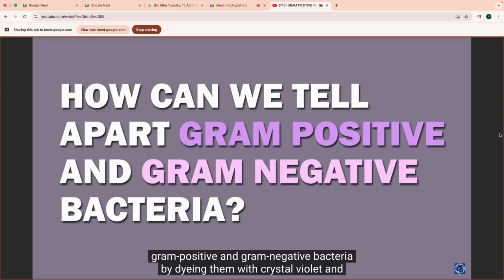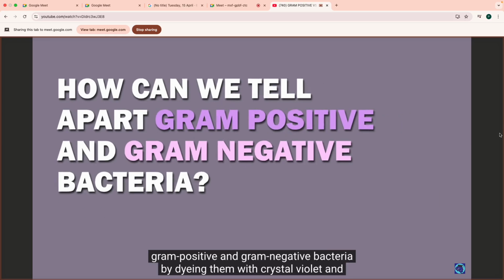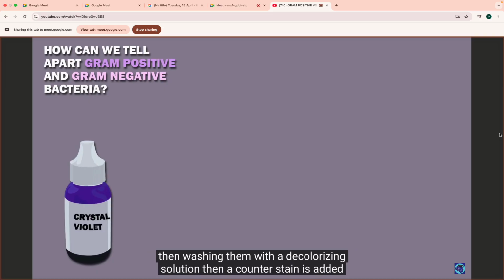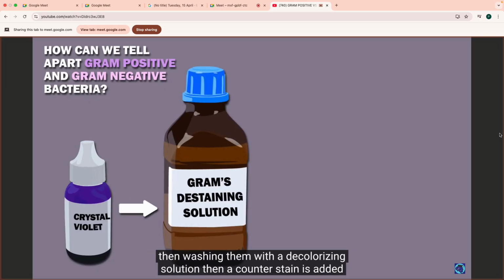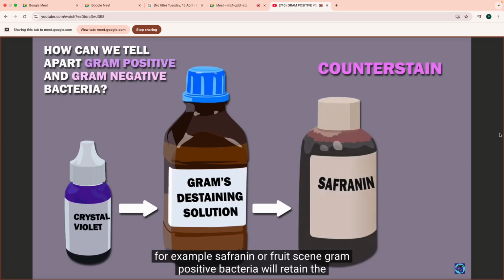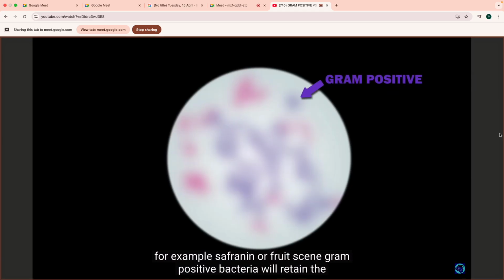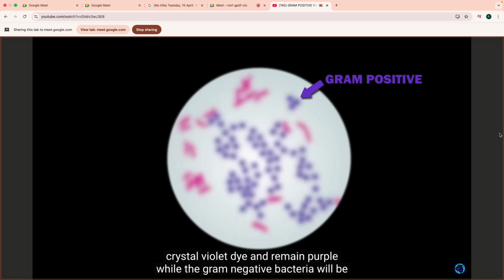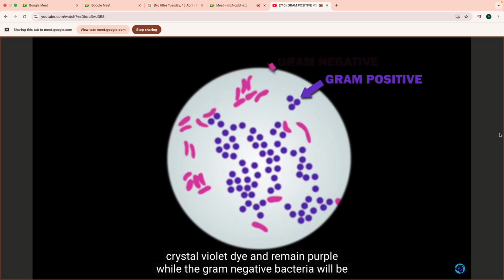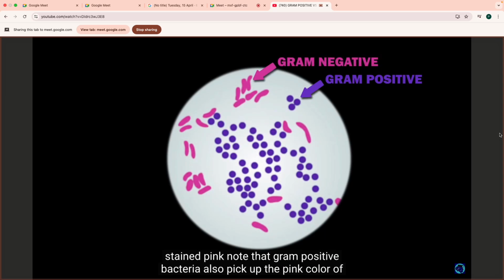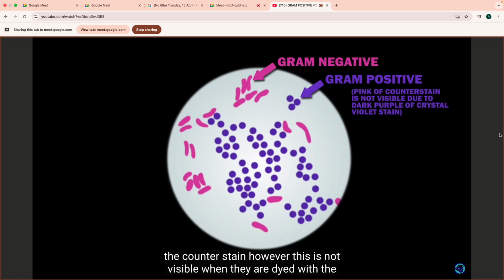We can differentiate between gram-positive and gram-negative bacteria by dyeing them with crystal violet and then washing them with a decolorizing solution. Then, a counterstain is added, for example, safranin or fuchsine. Gram-positive bacteria will retain the crystal violet dye and remain purple, while the gram-negative bacteria will be stained pink. Note that gram-positive bacteria also pick up the pink color of the counterstain. However, this is not visible when they are dyed with the darker purple color of the crystal violet stain.